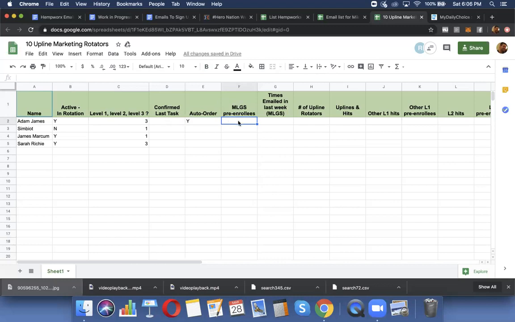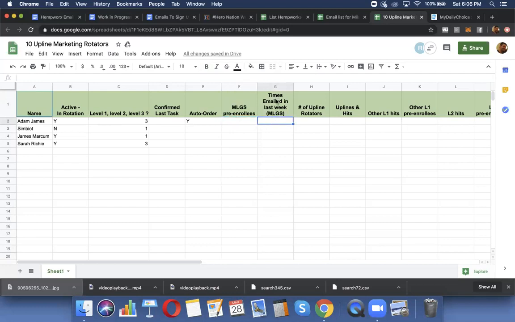MLGS pre-enrollees. So this is saying, how many pre-enrollees have you gotten from the MLGS leads? Now in the future, we might change this lead source. For right now, that's the best lead source we found that's almost free and extremely easy for people to plug into. It's a training wheels process, but we want everyone to continue doing it to demonstrate and to see duplication with a really simple strategy that everyone can plug into. Now that might change in the future. Right now, it's the MLGS leads. How many pre-enrollees have they gotten in total from the beginning of time? That's what that's all about.